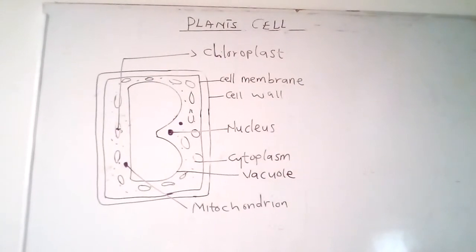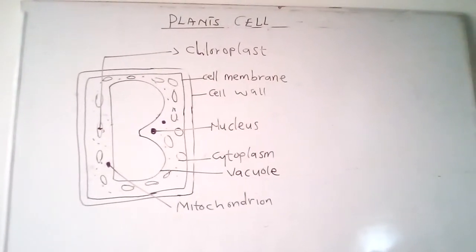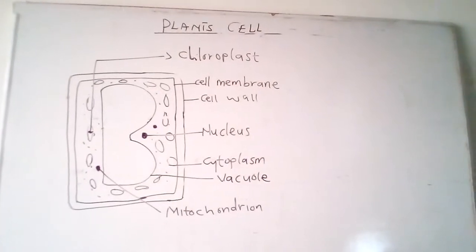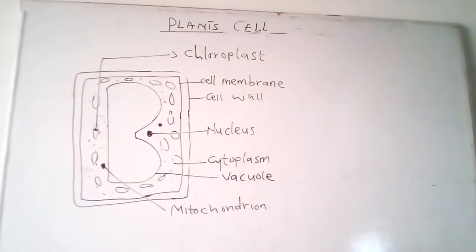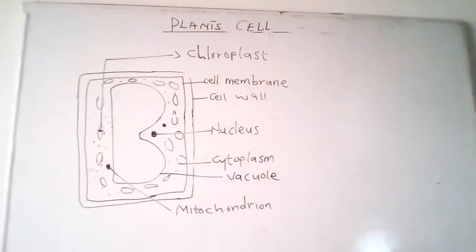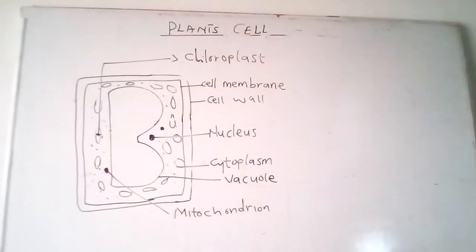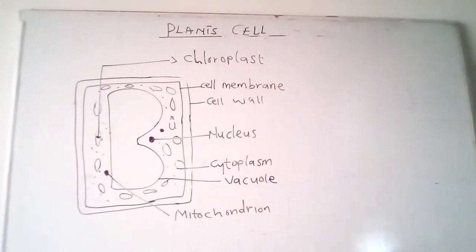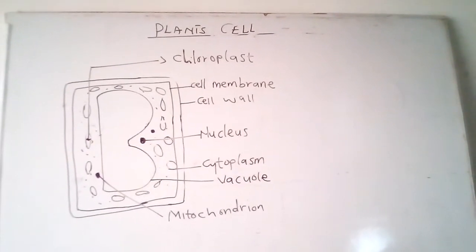Let's look at the plant cell. The diagram on the board is a plant cell. A plant cell consists of chloroplast, cell membrane, cell wall, nucleus, cytoplasm, vacuole, and mitochondria. So this is the structure of a plant cell. Now let's look at a well-labeled diagram of an animal cell too, and we will compare them and bring out the differences and similarities between them.